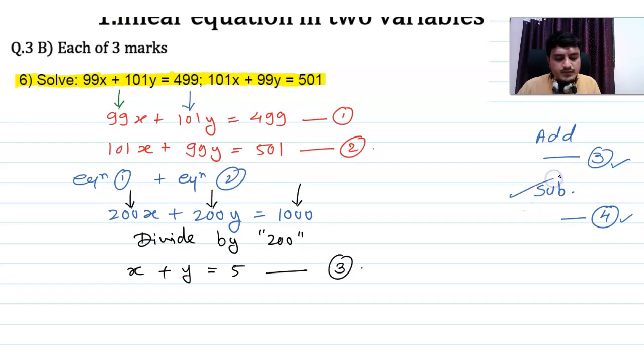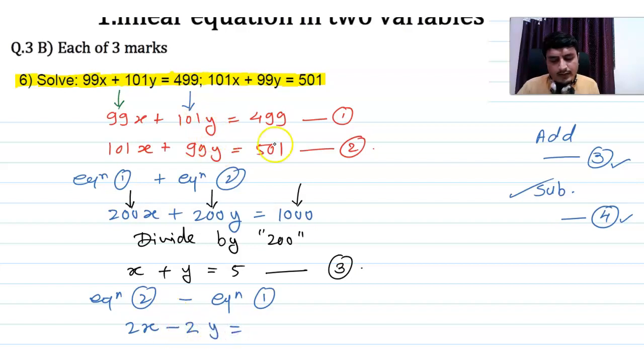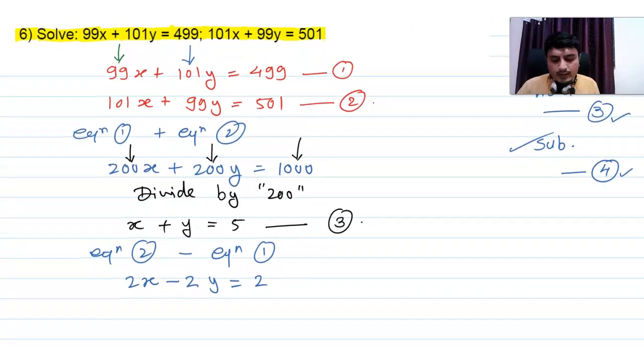Look at the next one. Second step, we have to subtract the equations. Doing equation 2 minus equation 1, we get 101 minus 99 is 2x, then 99 minus 101 is minus 2y, and 501 minus 499, again we have 2. Now look at the coefficients of variables x, y as well as the constant. All are divisible by 2. So divide the equation throughout by 2.